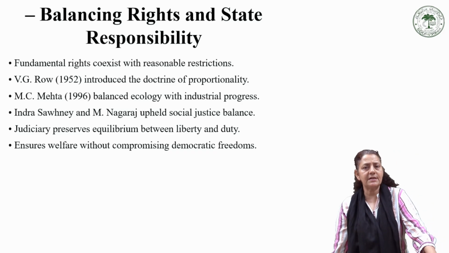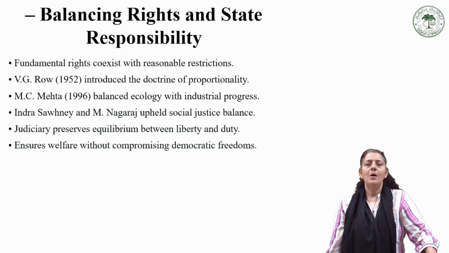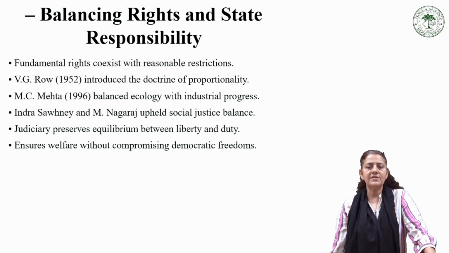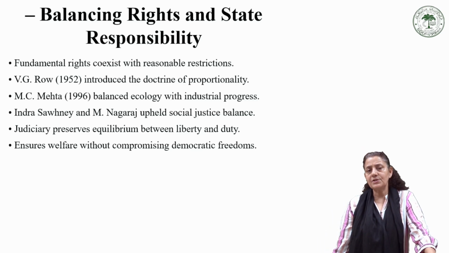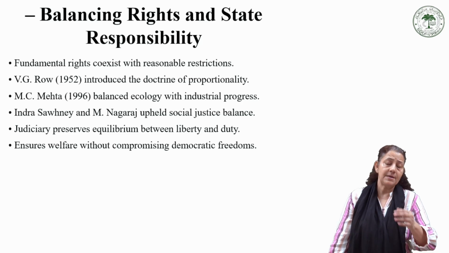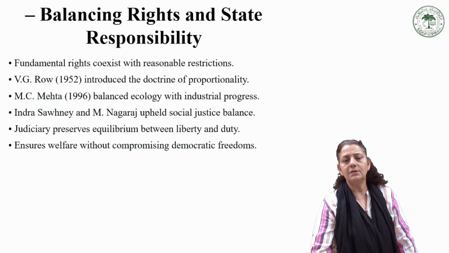The Supreme Court has consistently maintained that fundamental rights are not absolute; they must coexist with reasonable restrictions to preserve social harmony and state security. The test of reasonableness developed under Articles 14, 19, and 21 ensures that any limitation imposed by law must serve a legitimate public purpose. In State of Madras versus V.G. Row, 1952, the court held that restrictions must be proportionate and necessary. This doctrine now guides all constitutional adjudication in environmental cases like M.C. Mehta versus State of Tamil Nadu, 1996. The court balanced industrial growth with ecological sustainability.